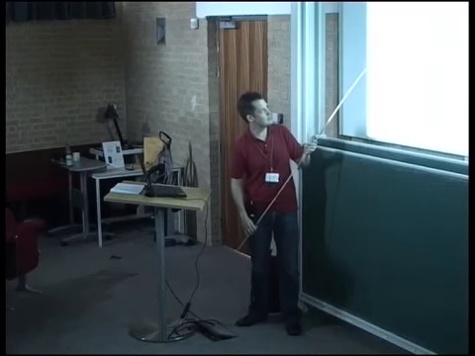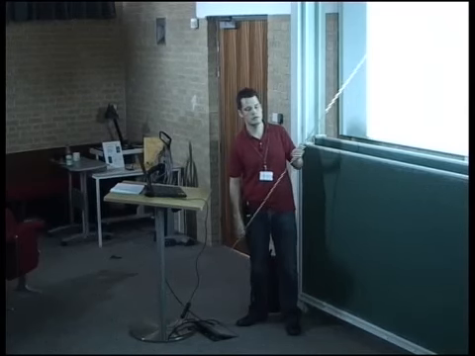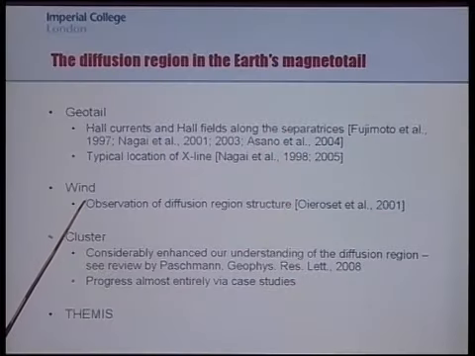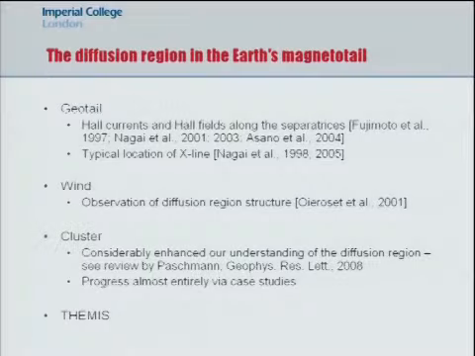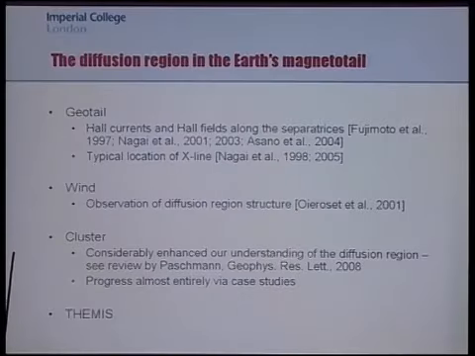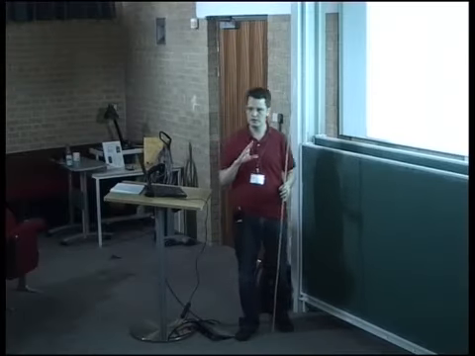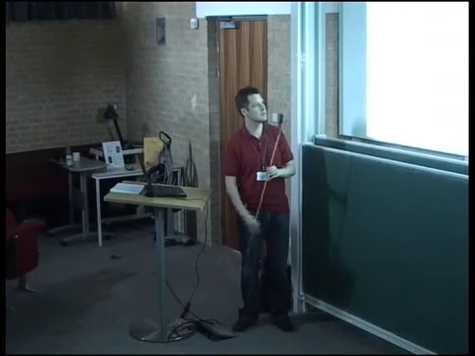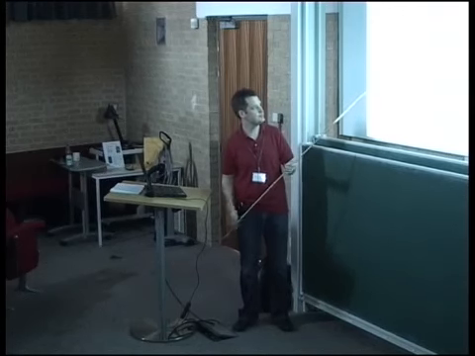And then the real, I think, key paper that everybody looks at is taken from another spacecraft called WIND, and this was published in Nature in 2001 by Oieroset et al. And they really established that the WIND spacecraft flew through the ion diffusion region in the magnetotail. And they saw the Hall fields, and this strongly established that Hall reconnection was occurring in the magnetotail.